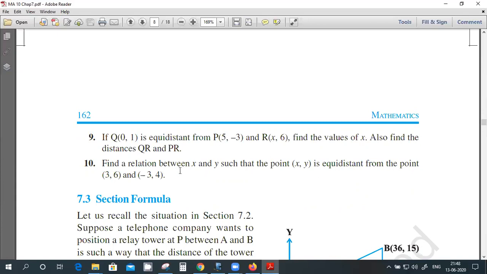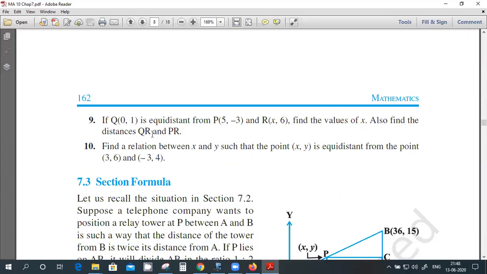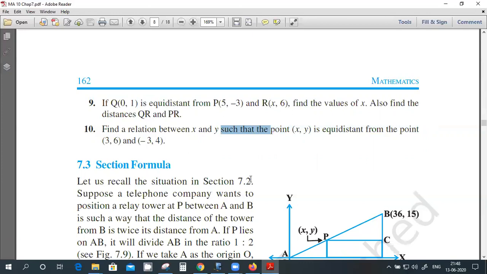So we have to find the distance of Q from P and R. First, for (0, 1) and (5, 3), the formula is like 0 minus 5 and then multiply by that. And similarly QR, and you have to equate PQ equal to QR. Find the relation between x and y so that the point is equidistant. Now it's also very simple. It's there in the example, similar to the example.